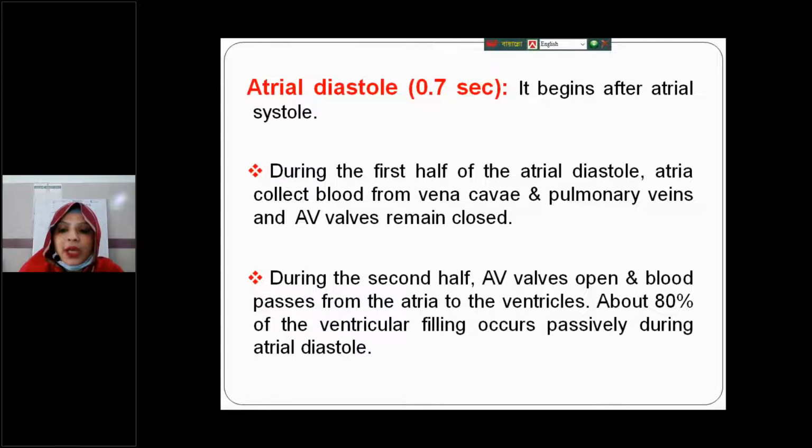This is a very, very important MCQ question. During atrial systole, that is by active work of the atrial muscle, only 20% ventricular filling occurs, but without any work during atrial diastole, passively 80% ventricular filling occurs. This is the difference between atrial systole and atrial diastole.